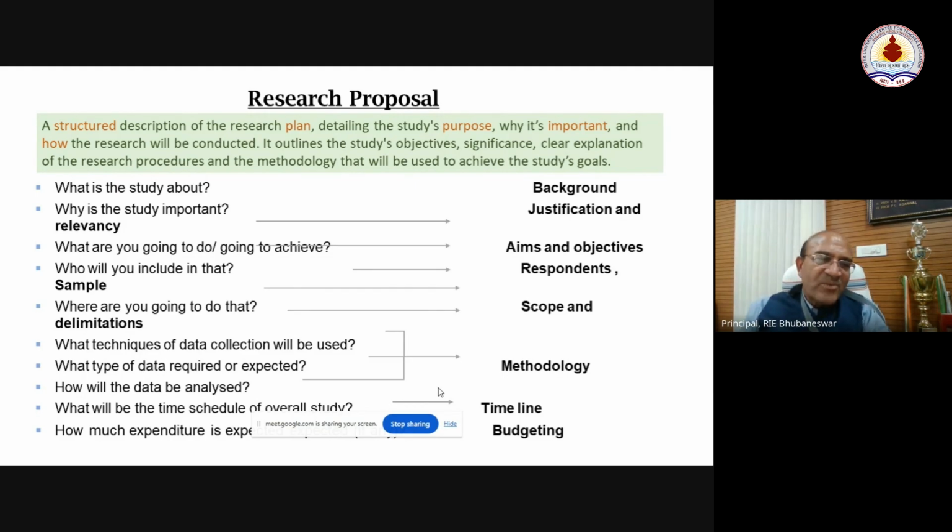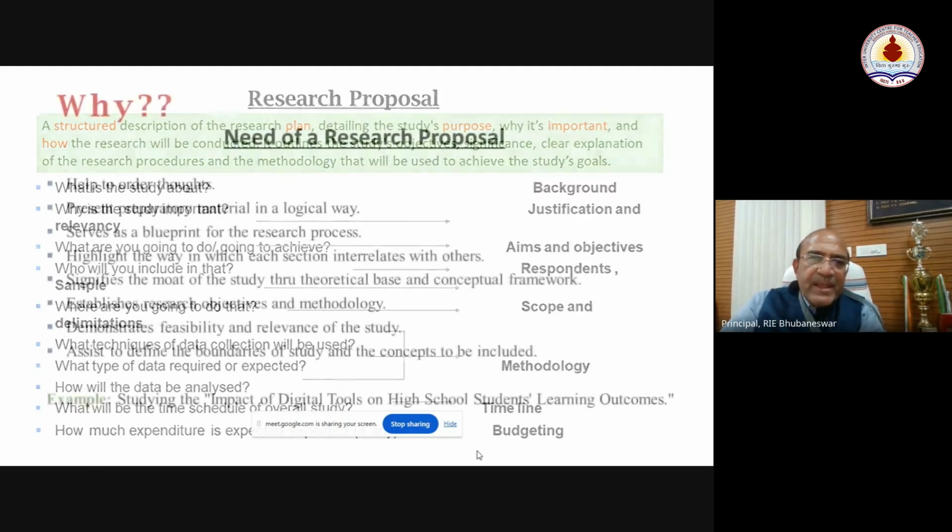So what techniques of data collection will be used, methodology, especially this proposal that I'm deliberating here is about social sciences. So what techniques of data collection will be used, what type of data is required or expected, how will that data be analyzed. These are the questions. These questions I have to address in constructing a research proposal. What will be the time schedule of the study and how much expenditure is expected, right?